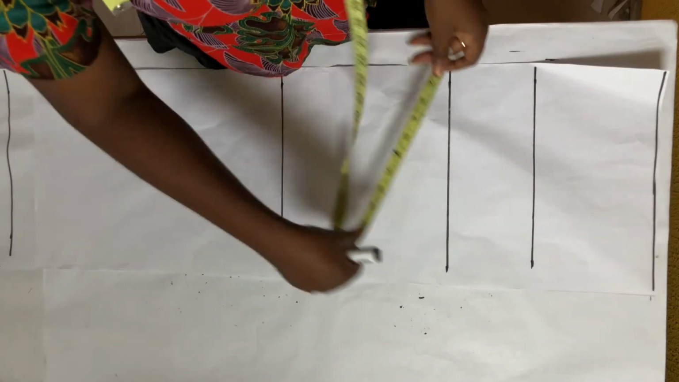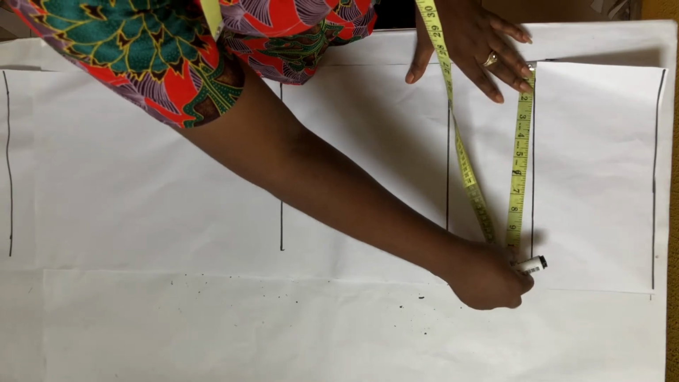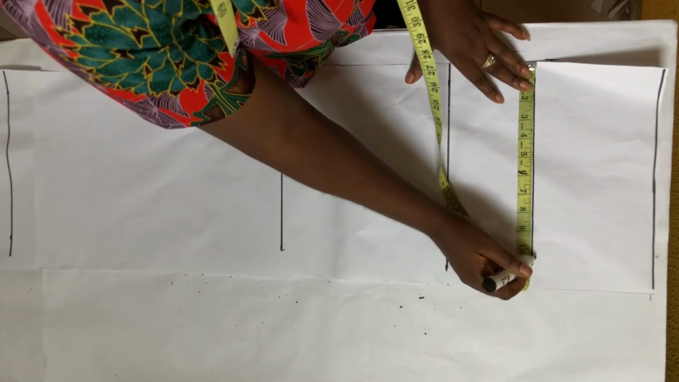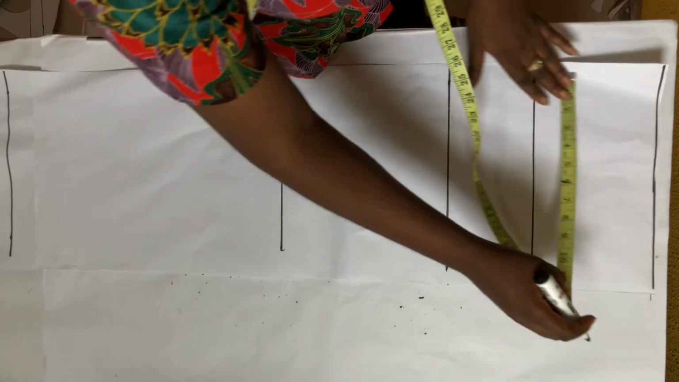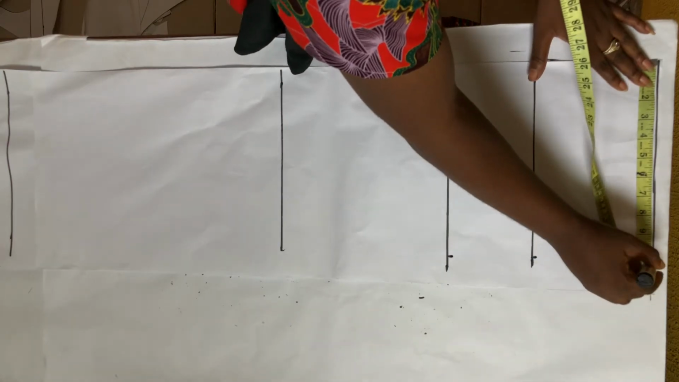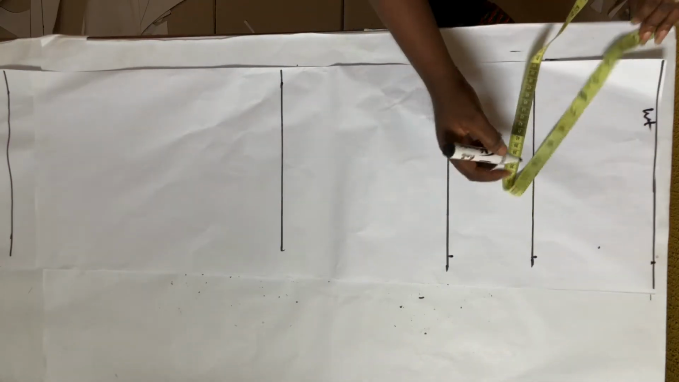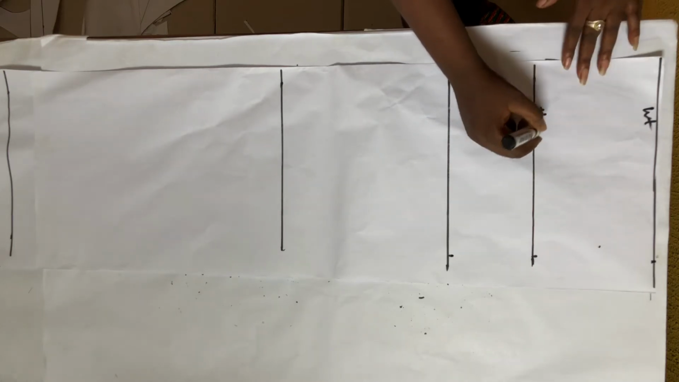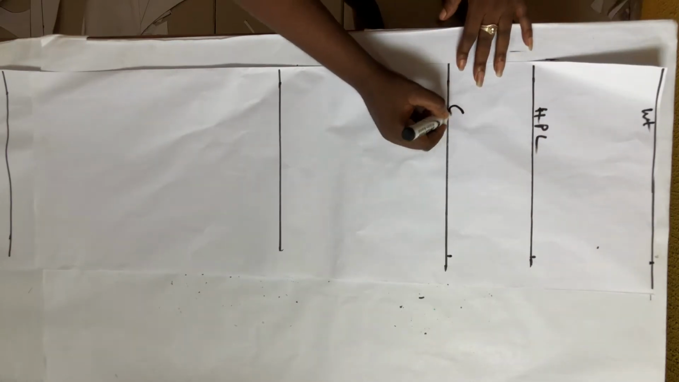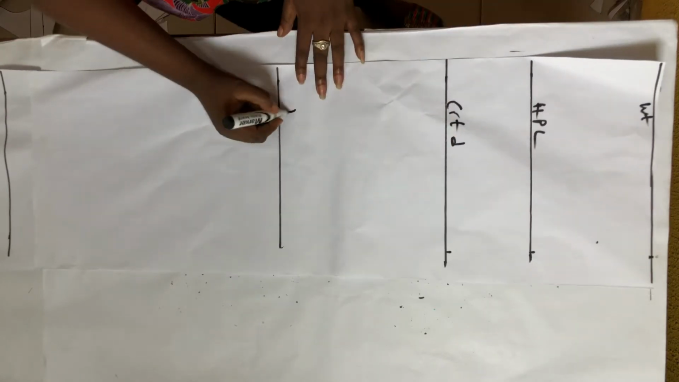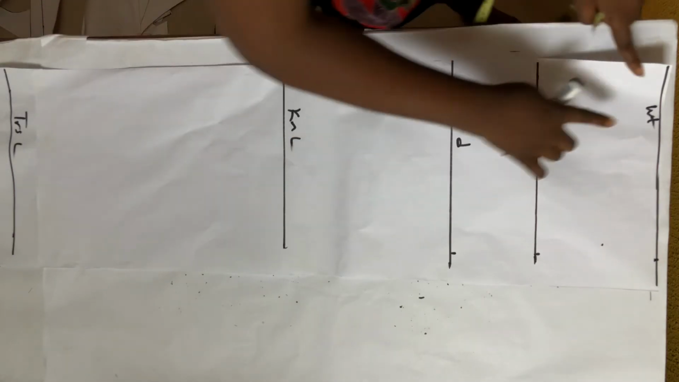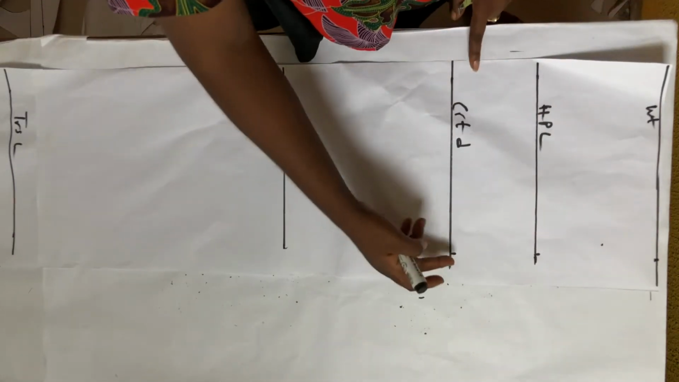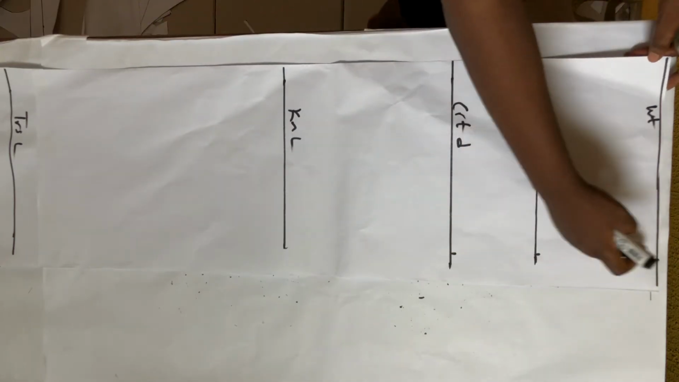My hip measurement for the front is 10.5. I'm going to measure it on the hip length line and on the crotch depth line. This is my waist. This is my hip length. This is my crotch depth or seat. This is the knee length. This is the trouser length. On the line of the waist, hip length and crotch depth, I'll measure my hip for the front. That is 10.5. Then I'll draw a line.